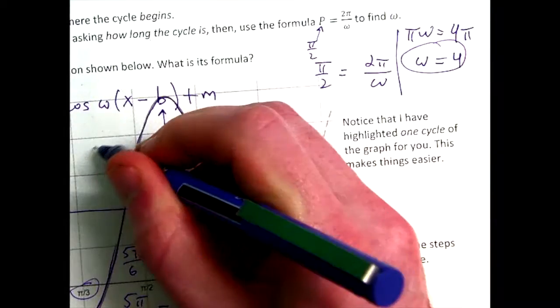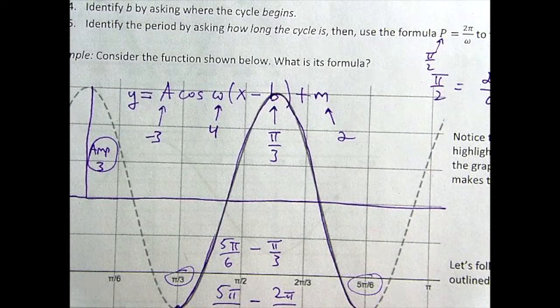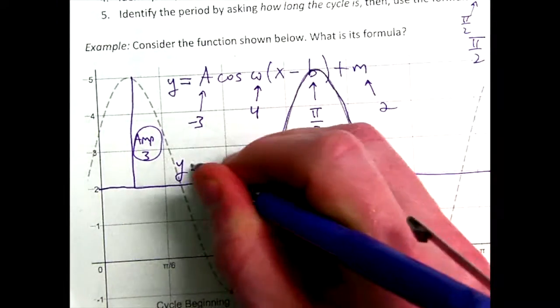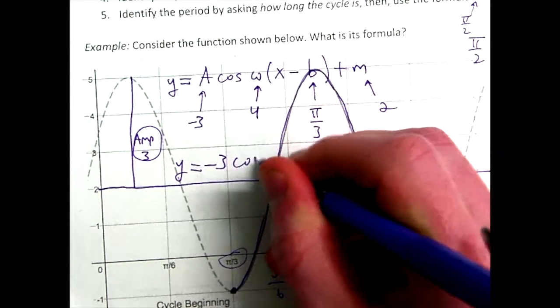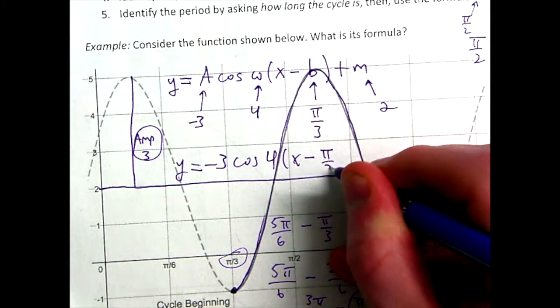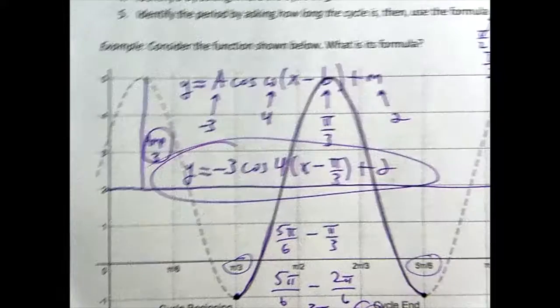So we now know everything that we need to know. We've identified all of these values, and now you just plug them in and you've got your formula. So it's going to be y equals negative 3 cosine of 4 times x minus pi over 3, plus 2. And that's the formula for this function.